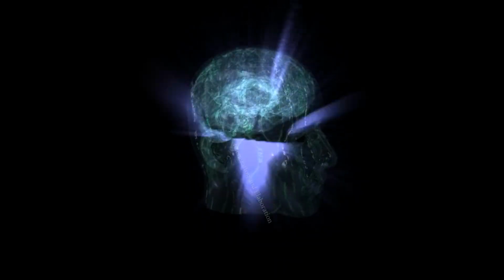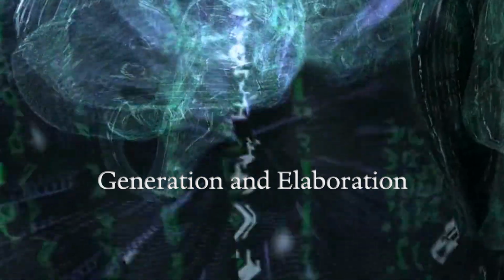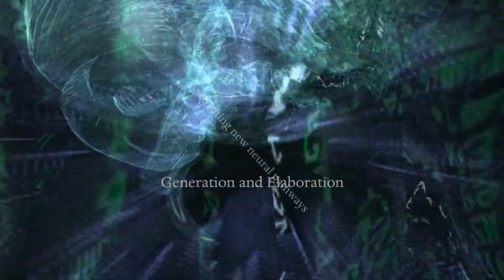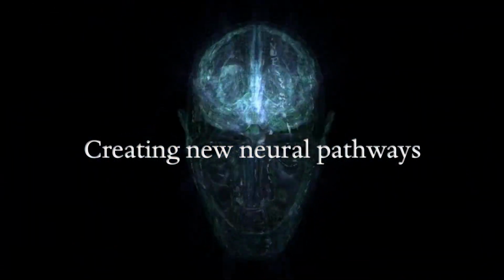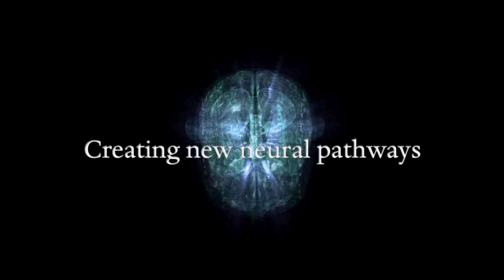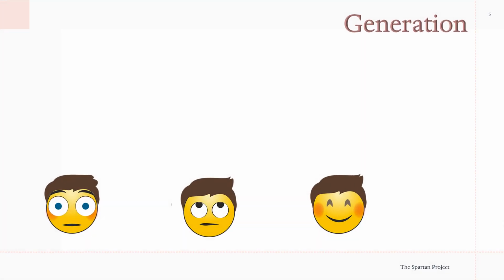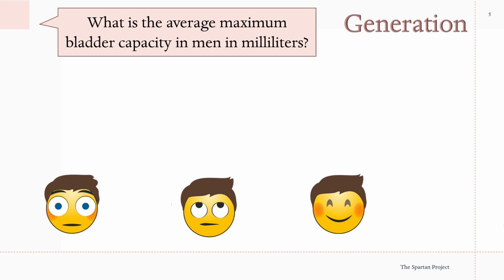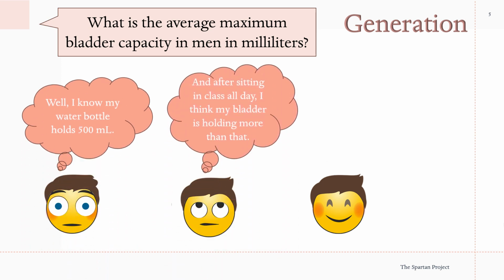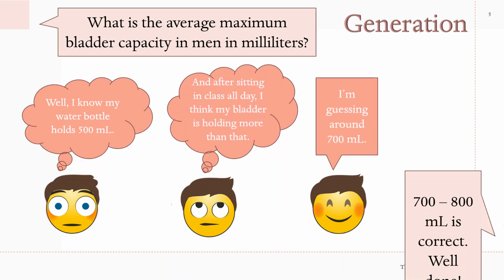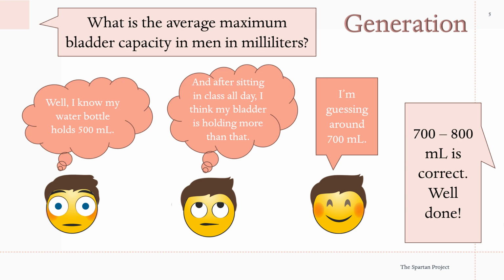When students try to figure out an answer to a problem or make sense of something new, their use of generation or elaboration creates new neural pathways to where the information is stored in their brains. Generation asks us to think about what we already know and then apply that knowledge to figure out what we need to know. For example, you may not already know the average bladder capacity in men in milliliters, but you can generate an answer based on the things that you do know, and so can your students.